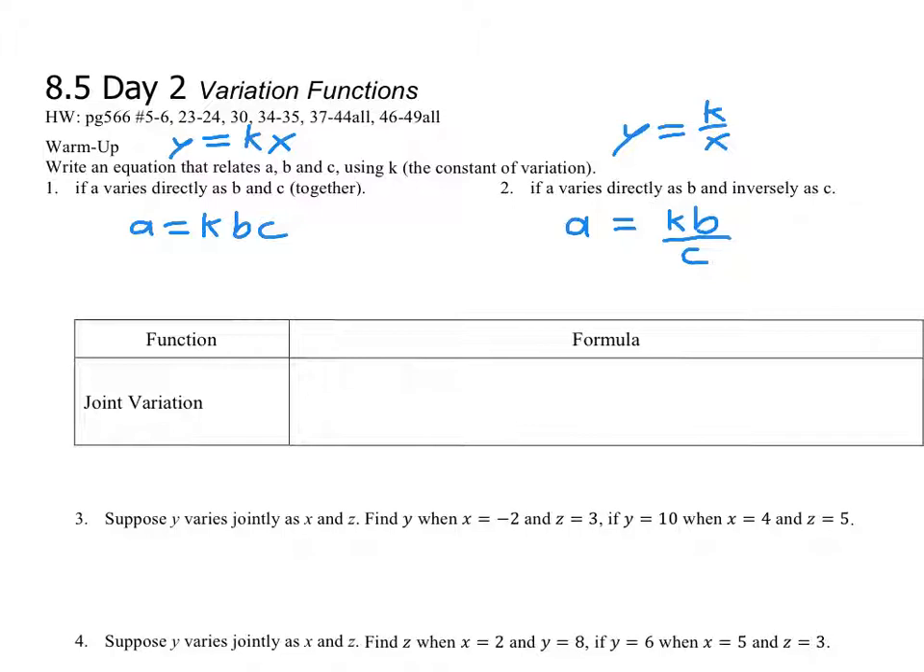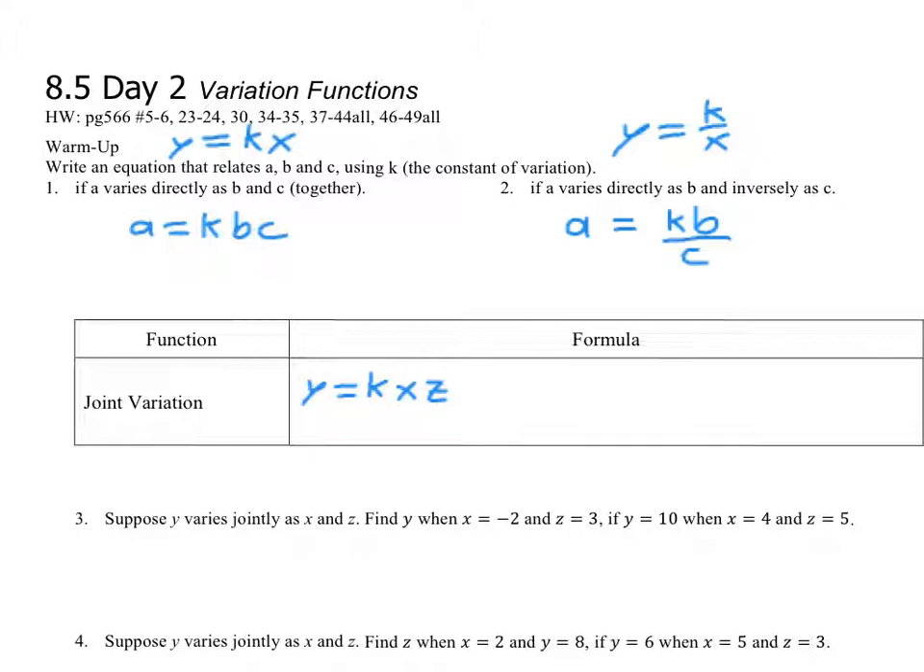Joint variation is just direct variation, but with two variables at once. So if y varies jointly as x and z, then we would write y equals kxz.